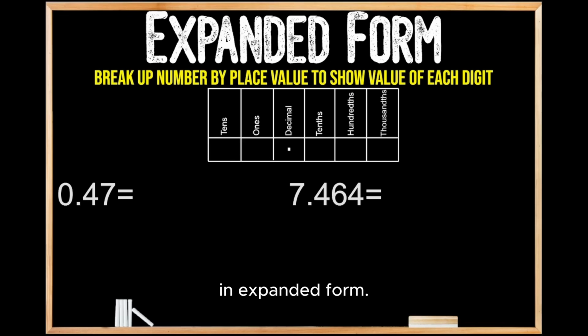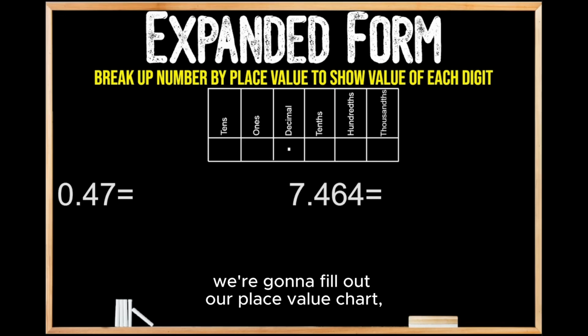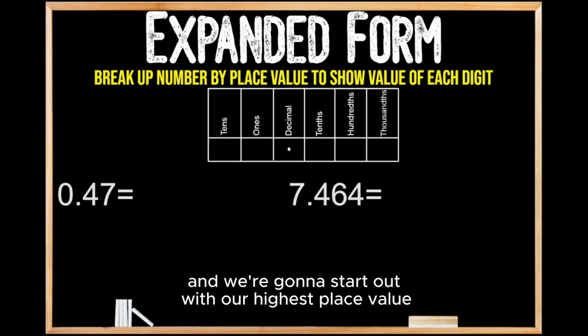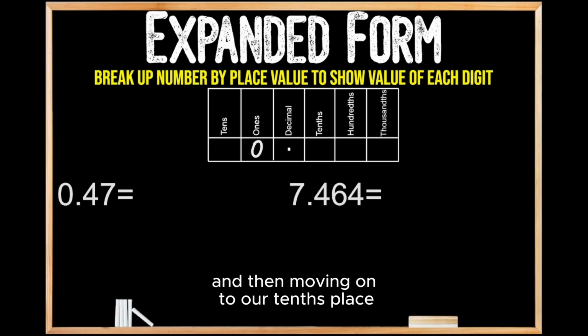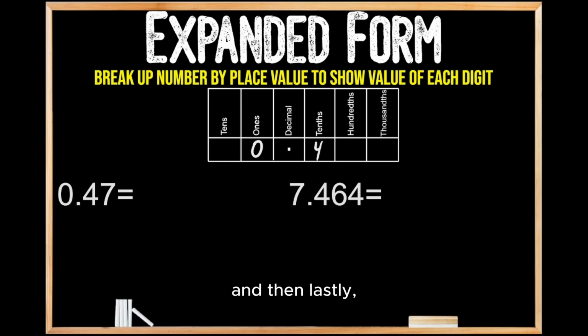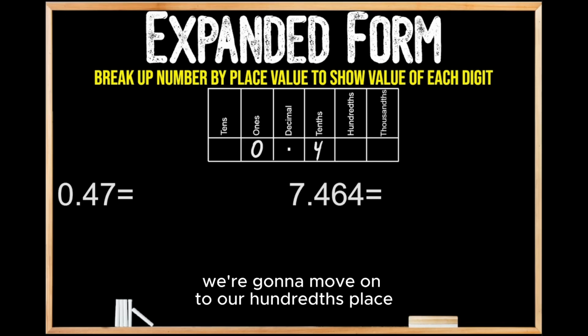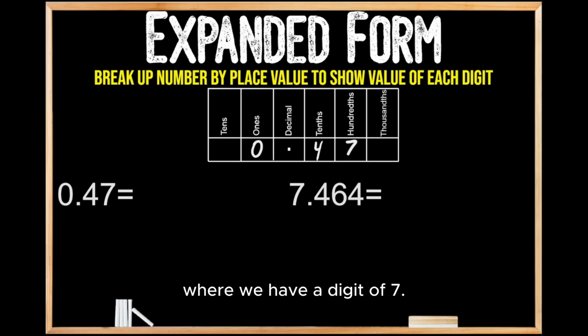The first thing we're going to do is fill out our place value chart, and we're going to start out with our highest place value in this decimal, which in this case just happens to be our ones place where we have a digit of 0, and then moving on to our tenths place we have a digit of 4, and then lastly we're going to move on to our hundredths place where we have a digit of 7.